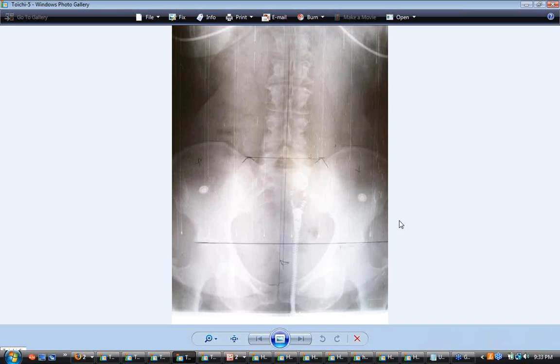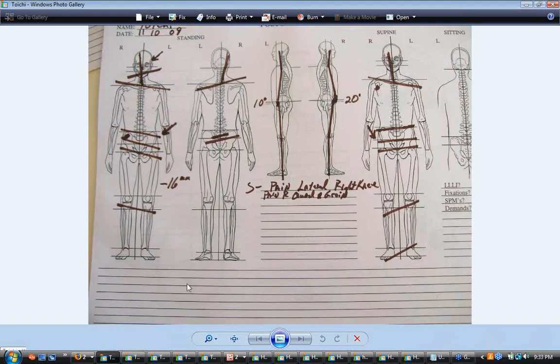Tracy, could you put up the posturology chart, please? Sure. Thanks. You're welcome. And it's the right lateral knee pain that endures. Correct.